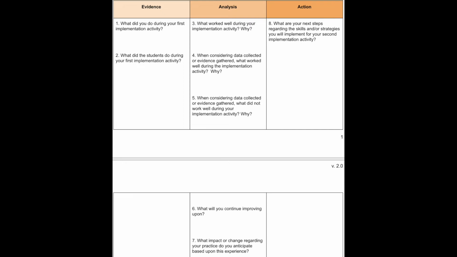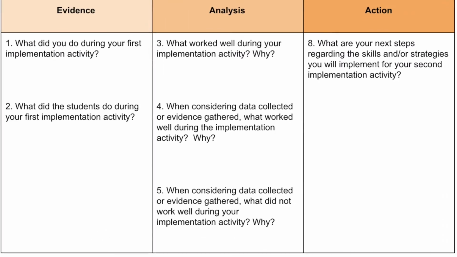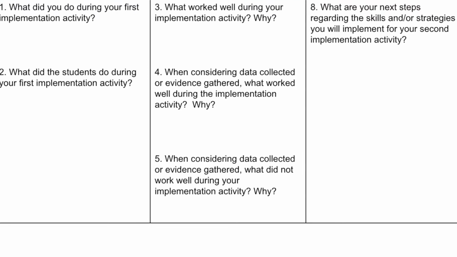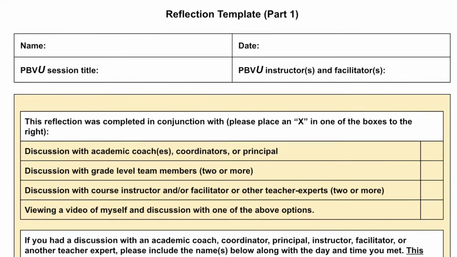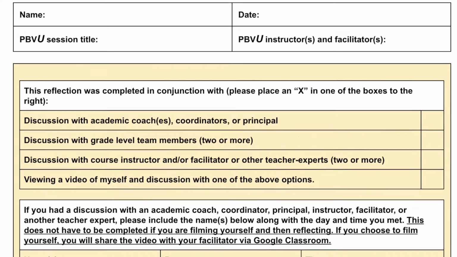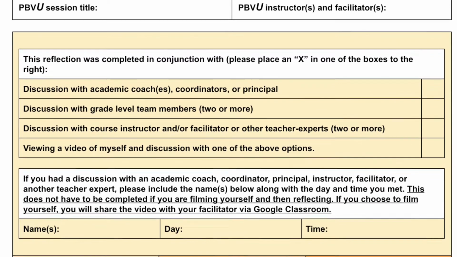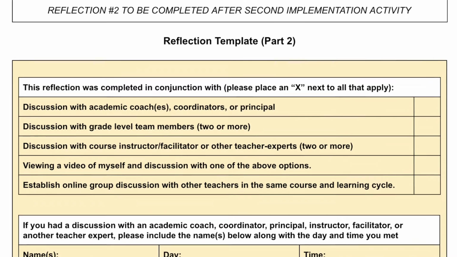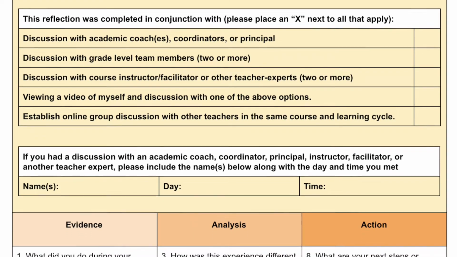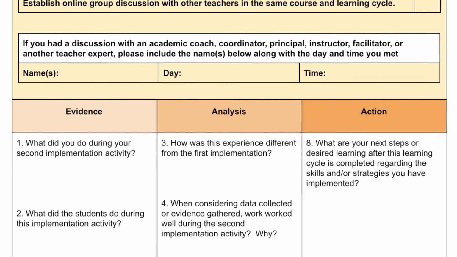The reflection template has 2 very similar parts. The first part is designed around the impact team's model of EAA, which stands for Evidence, Analysis, and Action. Participants respond to a series of questions that span the EAA model in conjunction with a discussion that includes the participant's academic coach or principal, grade level team, pbvU instructor or facilitator, or by creating a video in order to improve his or her practice. Part 2 of the reflection template has the same design, but a few of the questions are slightly altered so participants can think about what changed from implementation 1 to implementation 2.